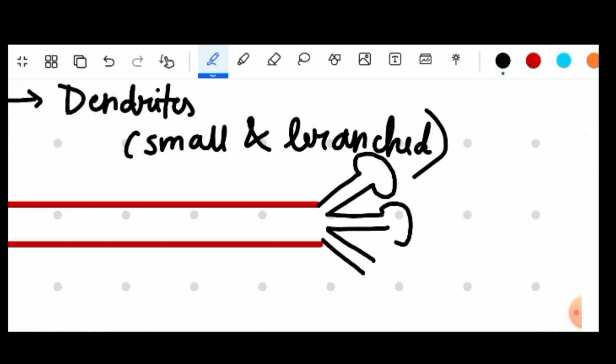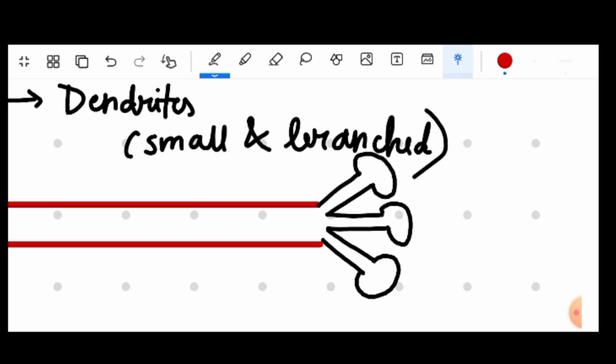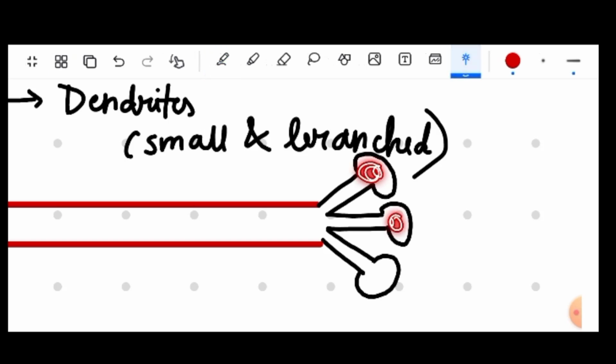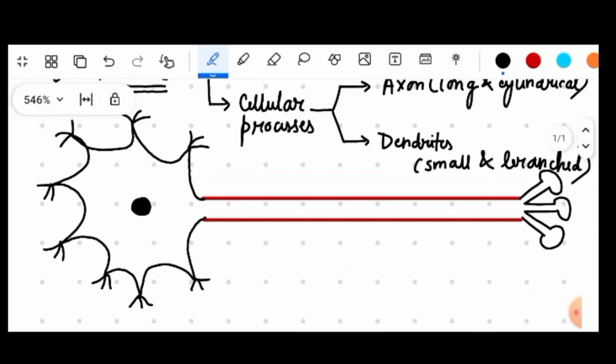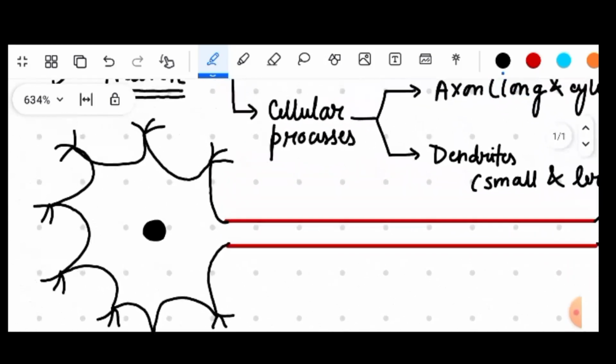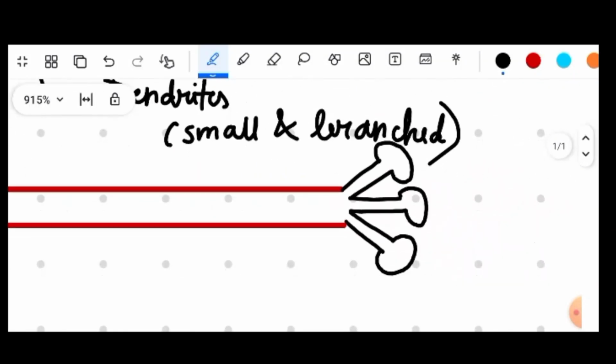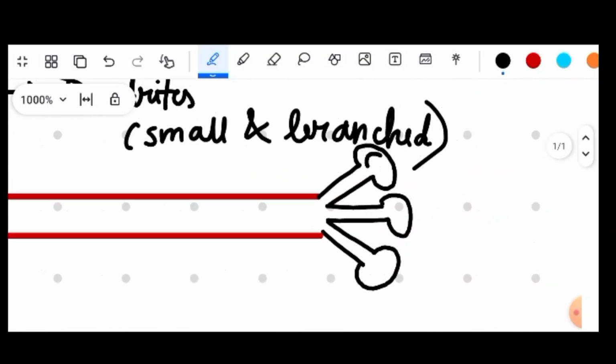And now I am drawing the end part. These structures are called the synaptic end bulb or the synaptic knob. This one is the axon. Now let's draw the synaptic vesicle inside the synaptic knob. The synaptic vesicle is the storehouse of the neurotransmitter.